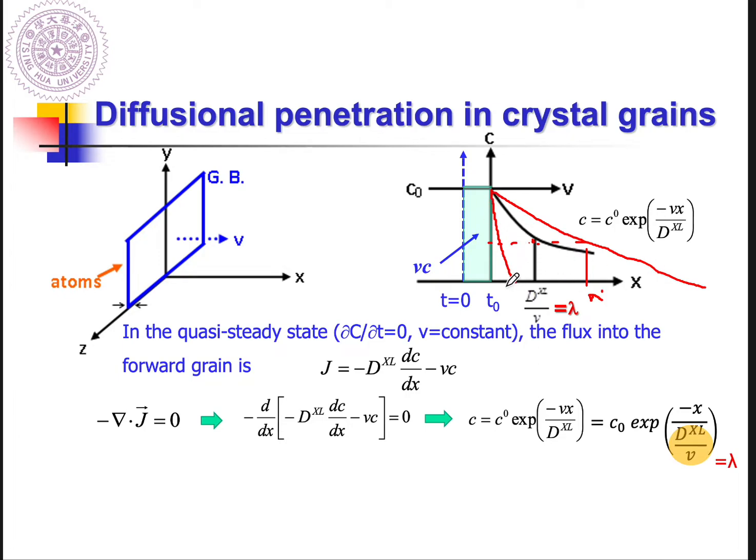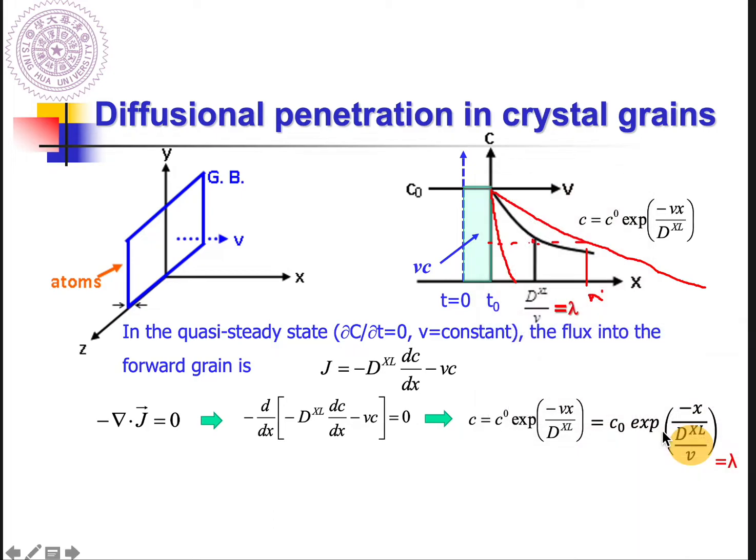So this pattern is similar to regime C, right? And this one is probably similar to boundary regime B. And if lambda approaches infinity, then it's similar to pattern A, right? Diffusion through the whole material. So lambda is quite important because this location is where the concentration becomes e to the minus 1 of the original concentration of diffusing atoms at the grain boundary.